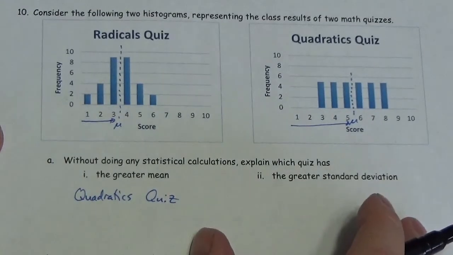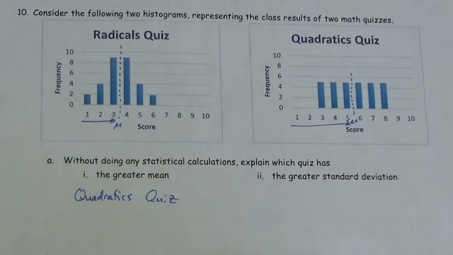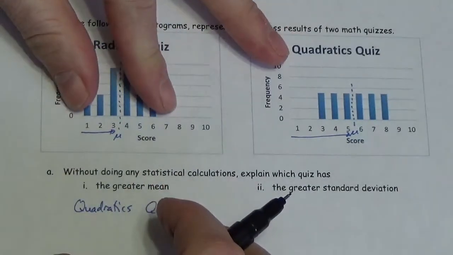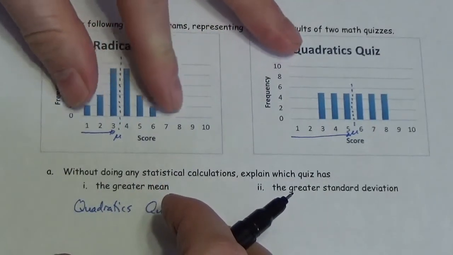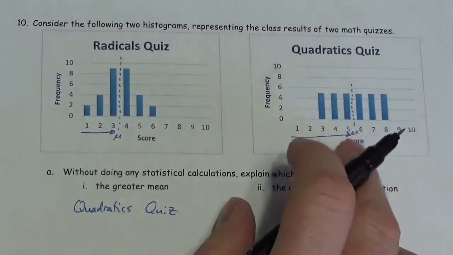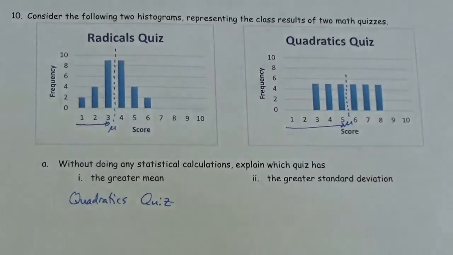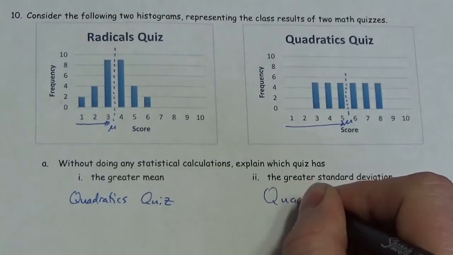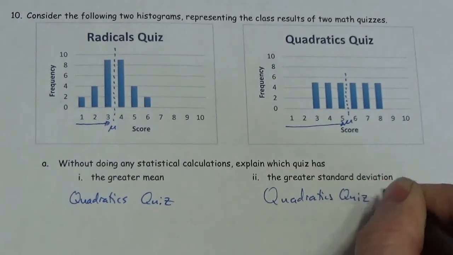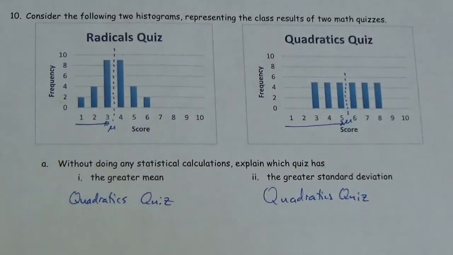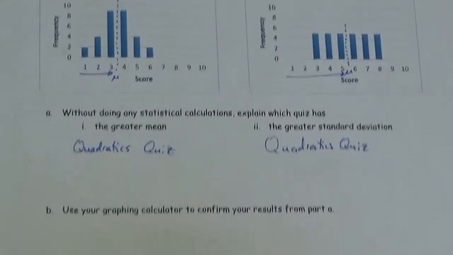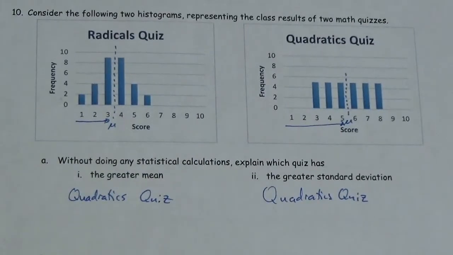Now, which one has the greater standard deviation? Now remember, the standard deviation is a measure of the spread of the data. When the data is pinched in close to the mean, it's got a small standard deviation, and when it's more spread out, it's got a larger standard deviation. So this one right here, again, the quadratics quiz, is clearly going to have the larger standard deviation. Now, we're supposed to confirm that that's true using the calculator.